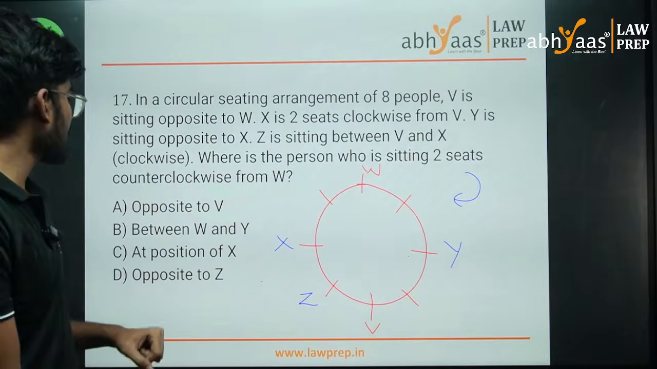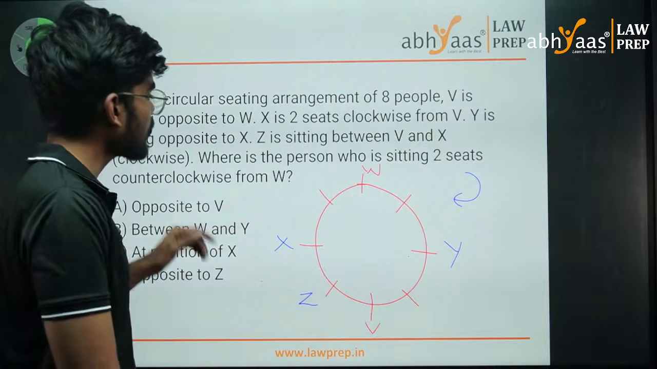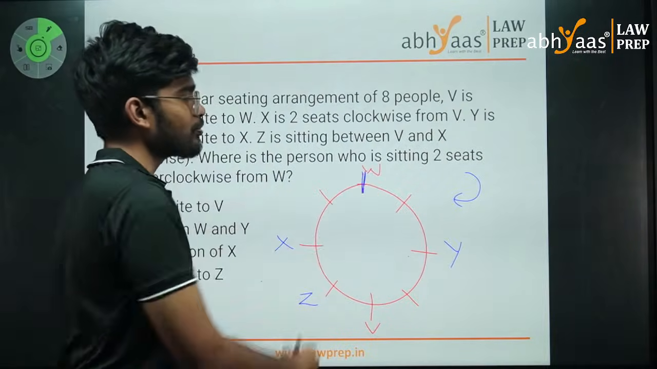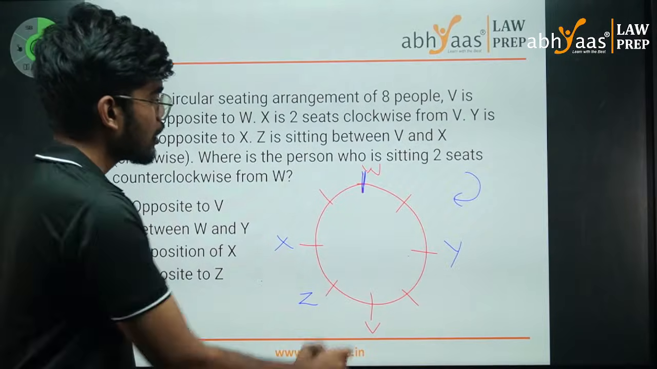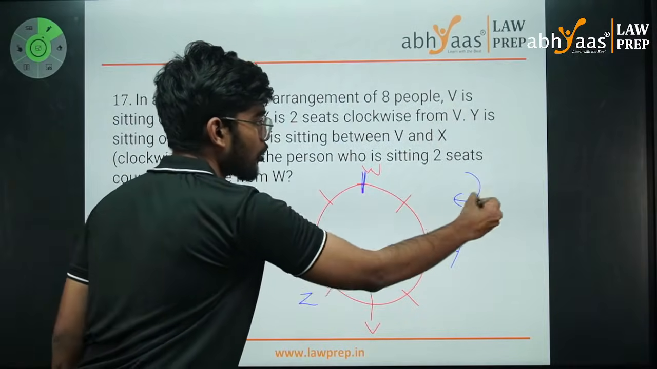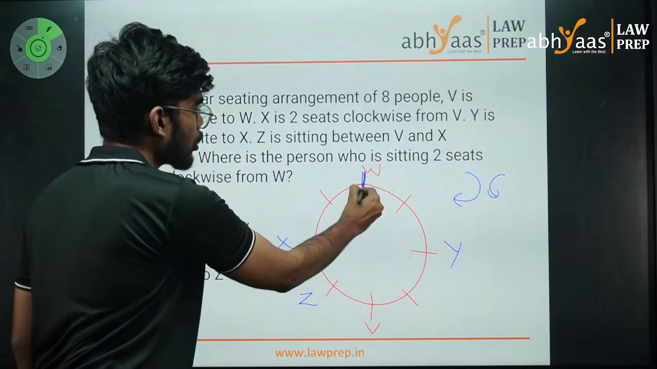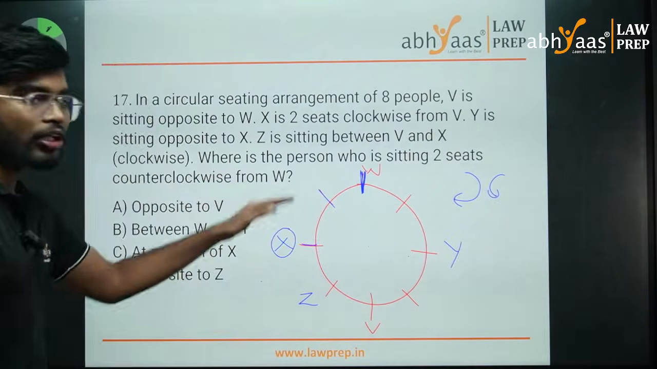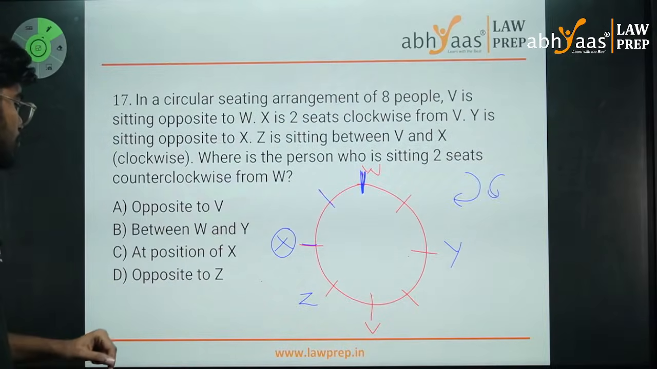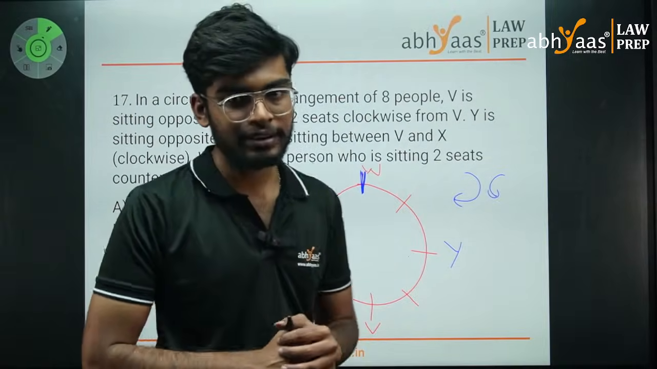But here, what is the question? Who is sitting 2 seats counterclockwise from W? See, counterclockwise means anti-clockwise. Anti-clockwise means opposite to the direction of the clock. See, this is clockwise. Counterclockwise means like this, the opposite direction. So yeah, counterclockwise from W means 1 and 2. Who is sitting 2 places counterclockwise from W? X. Right? Yeah. So the answer is the position of X.